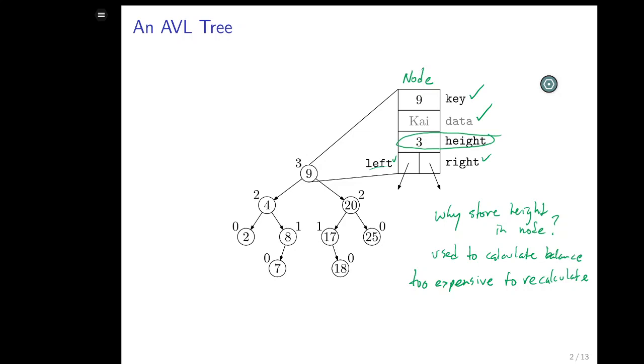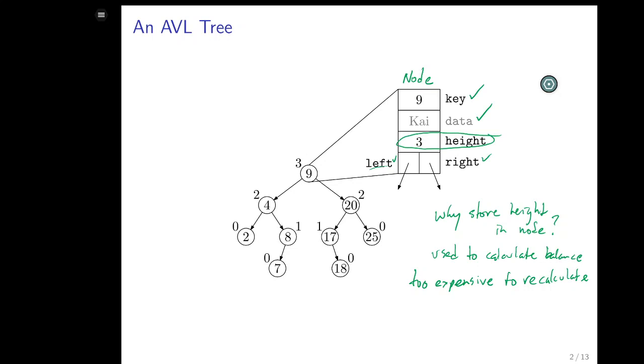But the way that AVL trees work is that they start life as AVL trees. Initially, it's an empty tree, and an empty tree is an AVL tree. Then there are operations that are performed: insertions, and then deletions maybe, some find operations.